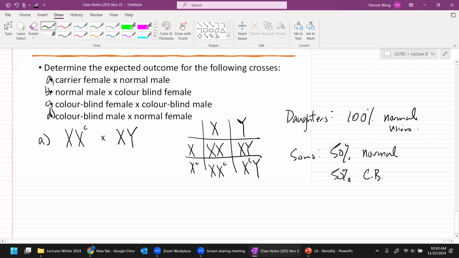It's not 25% because we're just looking at the sons, right? You understand? No? You don't understand the 50% part? Normally it's out of 4 boxes, right? But here we're only looking at the sons. These are not the sons, so I don't look at them. So how many boxes? 2 boxes. 1 out of 2 is 50%. We only do this for sex link stuff. Got it? All right, let's do number 2 yourself.